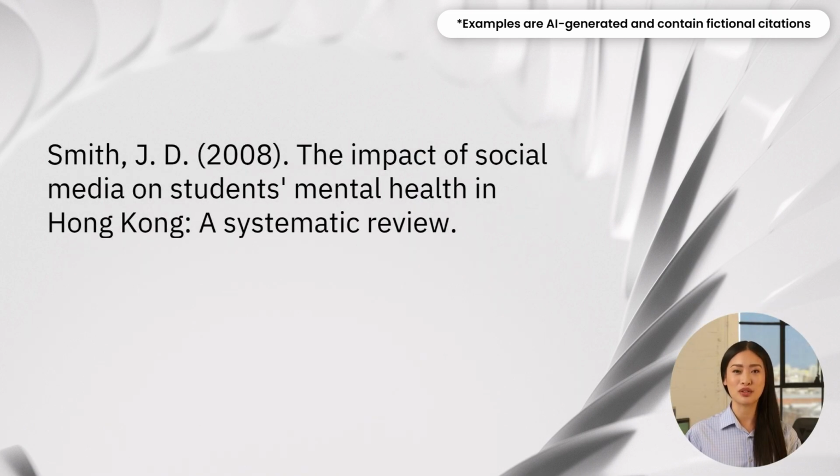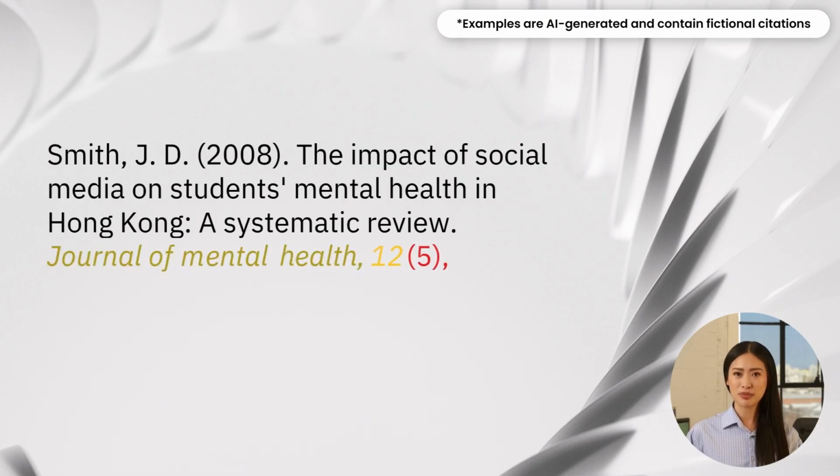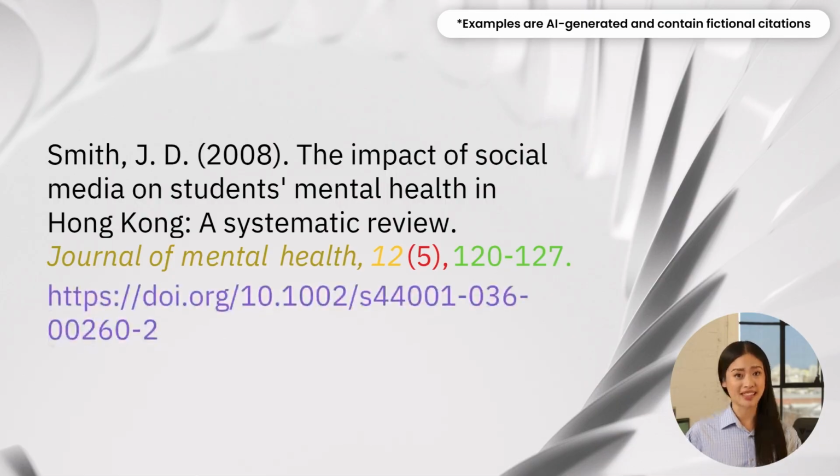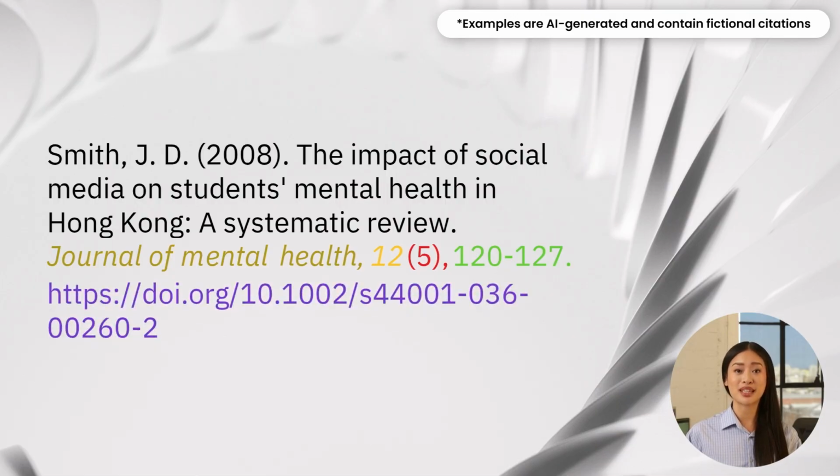For journal articles, include the journal name, volume number, issue number, page range, and DOI if available. Make sure to capitalize the first letter of all major words in the journal names. Remember, italicize the journal name and volume number, and put the issue number in parentheses.